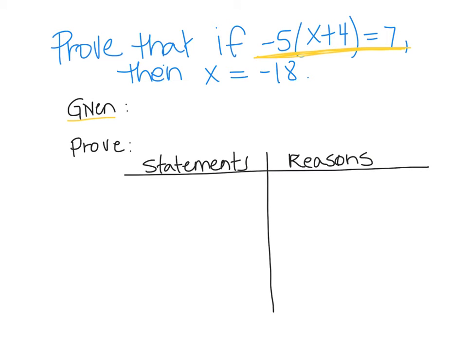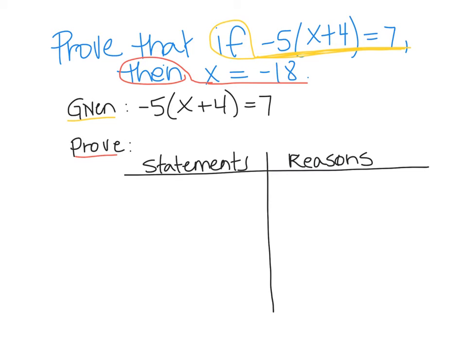So I'm going to write -5(x + 4) equals 7. And then what I want to prove, it's going to be the then stuff, because we're writing a conditional statement. If this, then that. That's a conditional statement. We're going to talk a lot more about conditional statements, but so we write down what we want to prove. X equals -18.